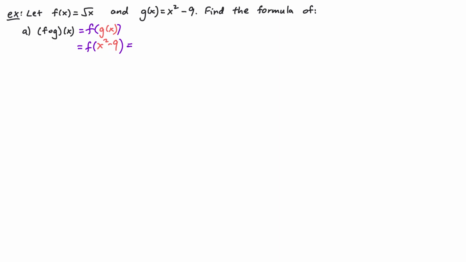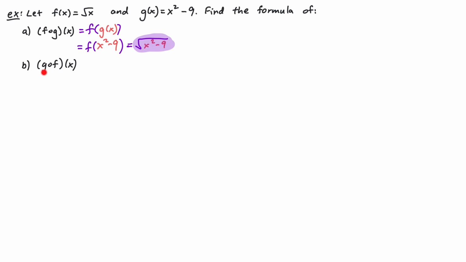So f of x squared minus 9 would be square root of x squared minus 9. So that's our formula for f composed with g of x. Now let's do the composition the other way around. Let's look at g composed with f of x.